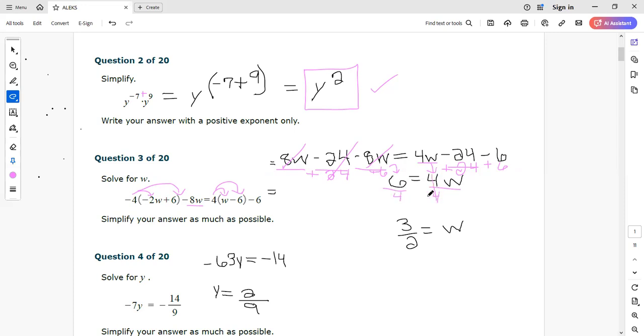The 4 is canceled on the right, and 6 over 4 can be reduced. We can divide both the numerator and the denominator by 2, which we do to simplify, and we get 3/2 as our reduced answer. W equals 3/2.